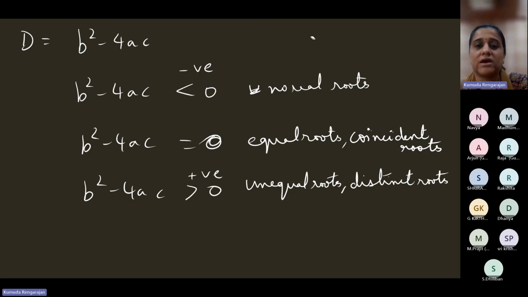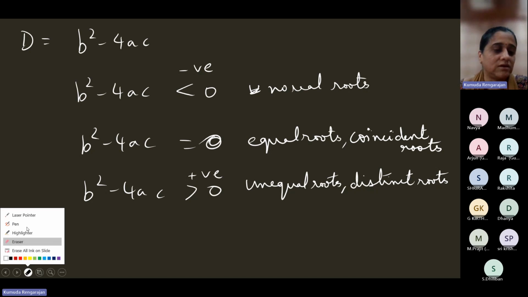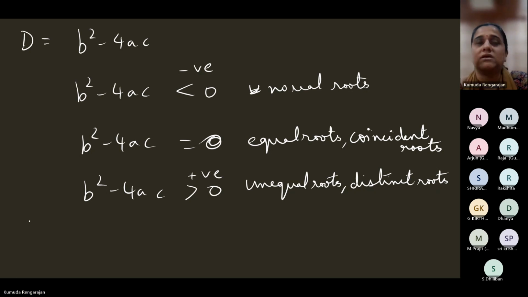And then the parabola just touches the x-axis in case of equal roots. It intersects the x-axis when it has distinct or unequal roots. The parabola will not touch the x-axis when the quadratic equation has no roots.